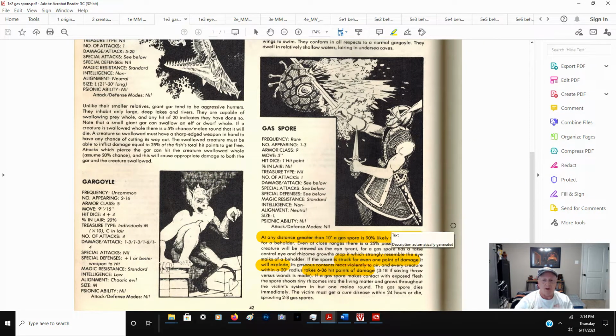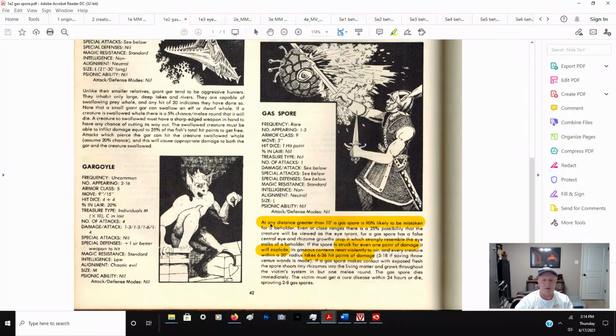But they would float around just hoping someone like this guy right here would hit them. They tell you they'd be 90% likely to be mistaken for a beholder. And if they were struck for even 1 point of damage, they would explode, doing 6 to 36 hit points of damage all around them. So that's going to kill a lot of creatures right there.